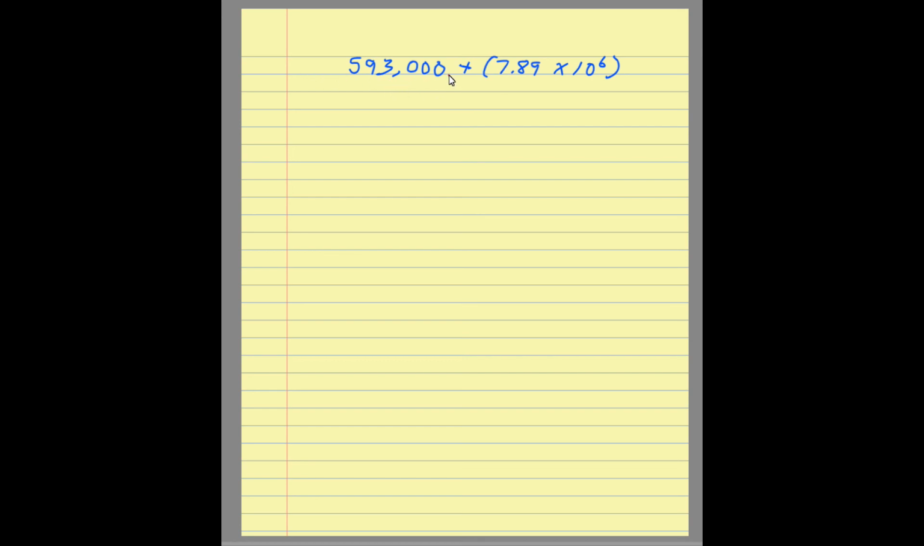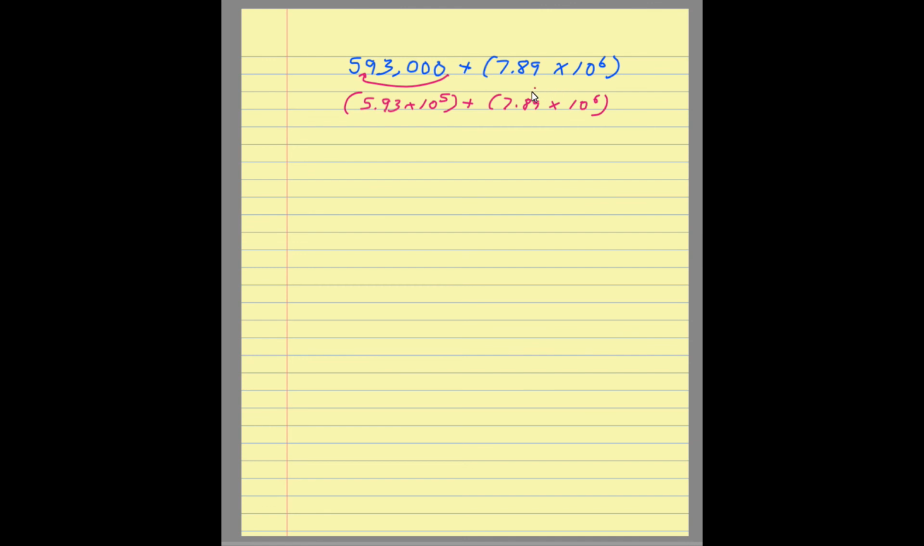My decimal is here. Where do we want it? We want it here. All right, so here we go. 5.93 times 10 to what power? To the 5th power. I moved it back 5 times. Put that in parentheses. Plus 7.89 times 10 to the 6th power.